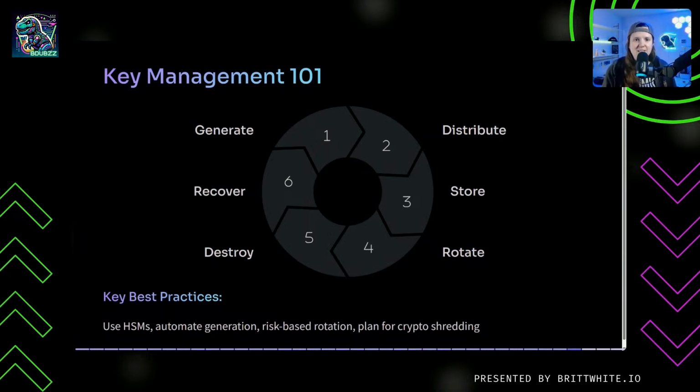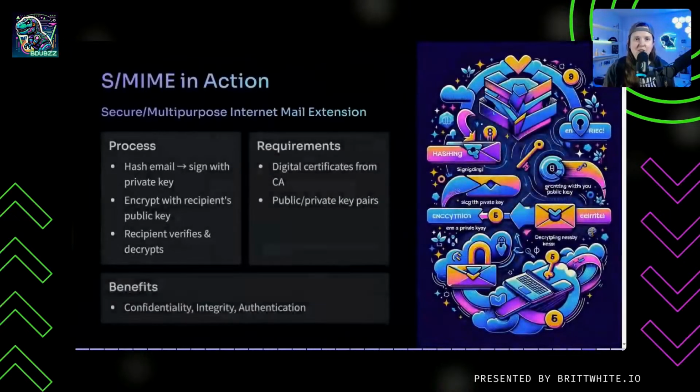Key management is the glue holding cryptography together. Nail it, and your fortress stands tall. Now let's see it all in action with SMIME. SMIME is the secure, multi-purpose internet mail extensions. It's how you turn your email into a vault for sensitive stuff like contracts or secrets. No more plain text panic.